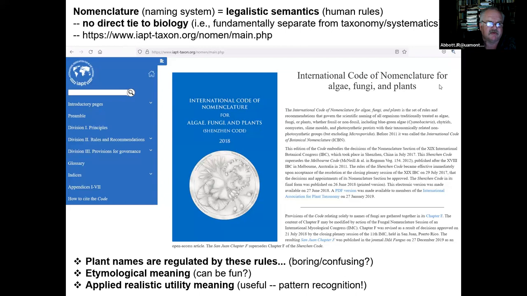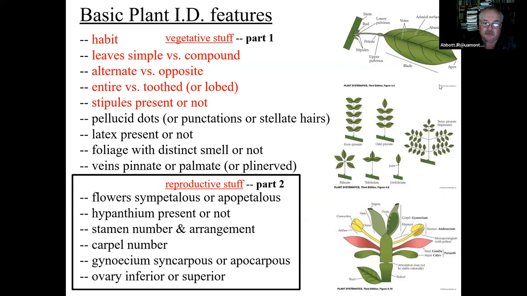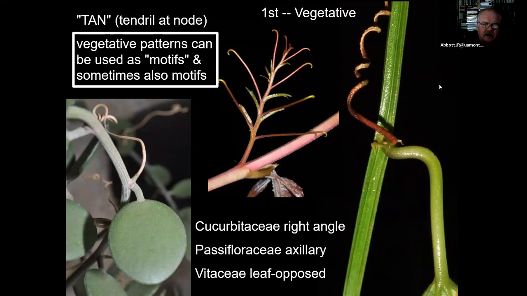And so what we've already covered again is the basic plant ID features, the names that we use for plant parts, right? Names are just words. And the words that we use for vegetative and reproductive plant parts are the basis of the patterns that we can talk about, right? So you can focus the first time on the vegetative features, and we introduced things like the squash family, the passion flower family, the grape family, and something as simple as a tendril, having a tendril present at the node. This is a pattern, right? And so we had a name for that. Sometimes names are artificial. For instance, I made up this motif called TAN, tendril at the node, which is just an artificial name. So be aware of that. Names are kind of arbitrary. They have no official set meaning. They're often just some arbitrary convention that we've come up with, but that's just part of reality, right? So we make peace with that and we move on.